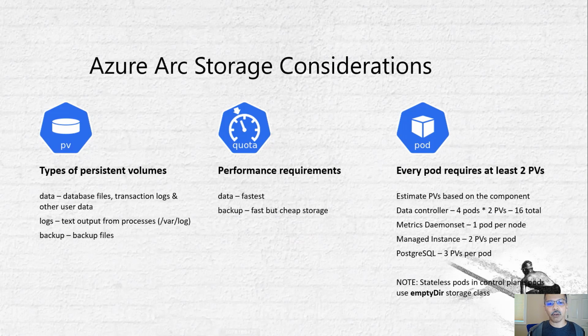Each pod requires at least 2 persistent volumes. So estimate your persistent volumes based on the components. Data controller, metrics daemon set, and components will result in more and more storage usage. Metrics are stateless, so you don't have to persist. A special storage class, the empty dir storage class, can be used, and if used, it is provisioned on the node itself. If the pod moves to a different node, then it's going to be lost. So use that carefully and wisely.